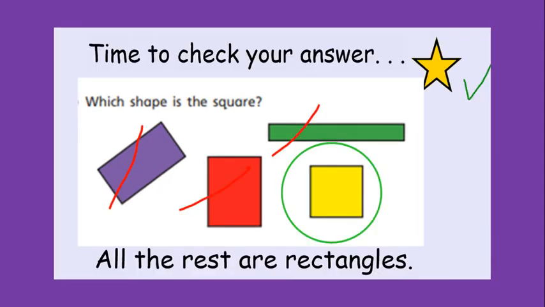That's right, it is the yellow shape. You can see that the other shapes are rectangles and they have two sides that are slightly longer than the other two, but our yellow shape is definitely a square. All of the sides are the same length, so well done if you got that right.